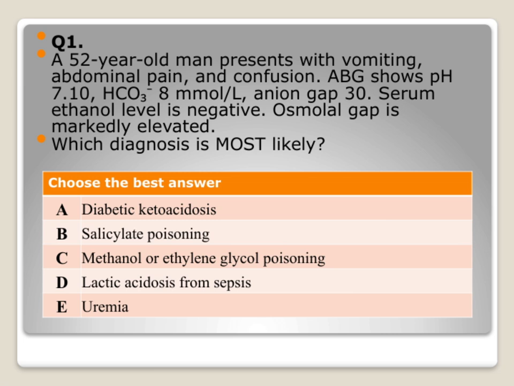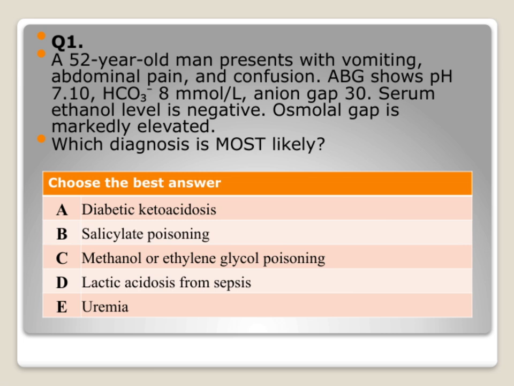Also, his osmolar gap is markedly elevated, which is a key clue here. The osmolar gap is the difference between the measured serum osmolality and the calculated serum osmolality. A high gap suggests the presence of unmeasured osmols, often toxic alcohols.